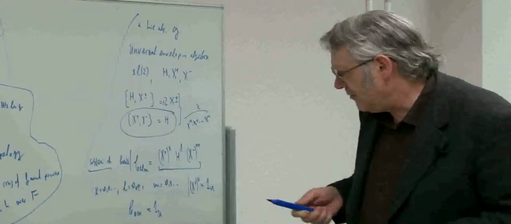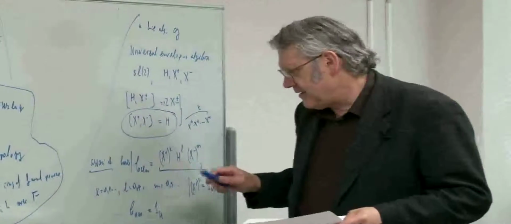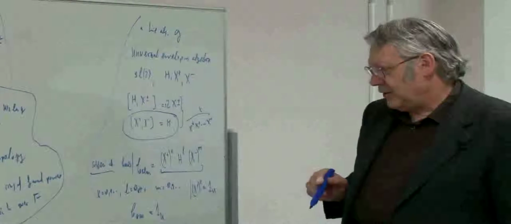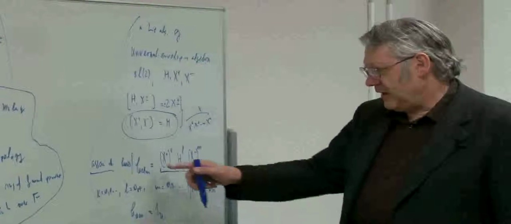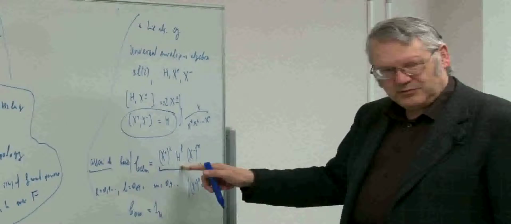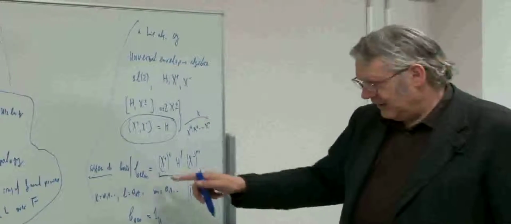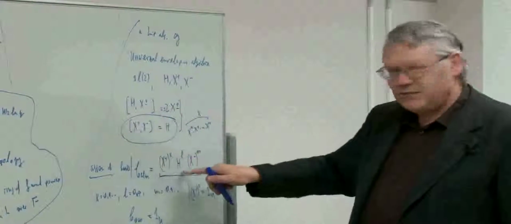Well, why is this operation important? You see, I said this is a basis, but what do I mean? Suppose I multiply here with H, but then it has to be in the middle. But using the commutation relations, I can bring it in the middle.